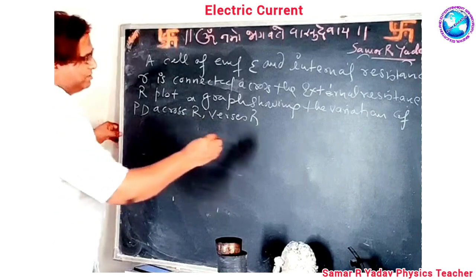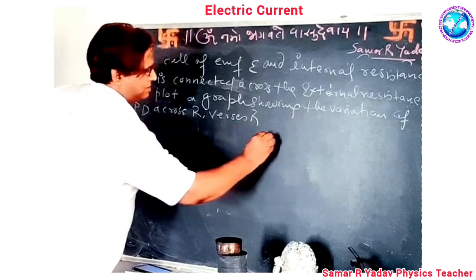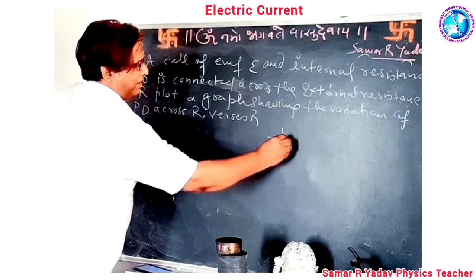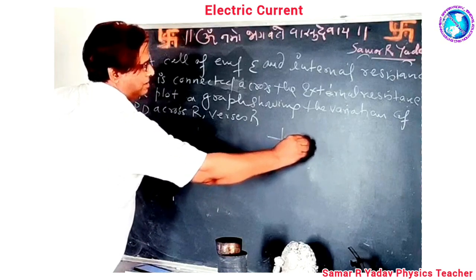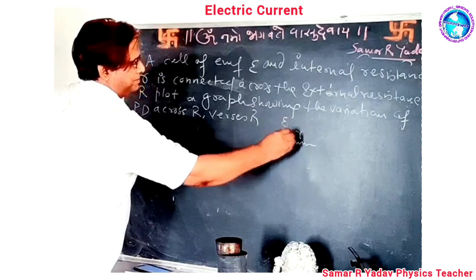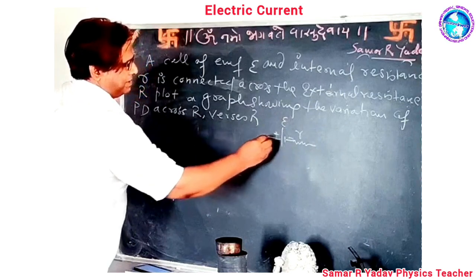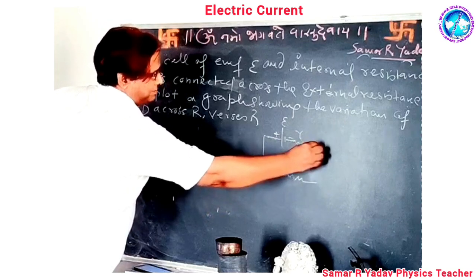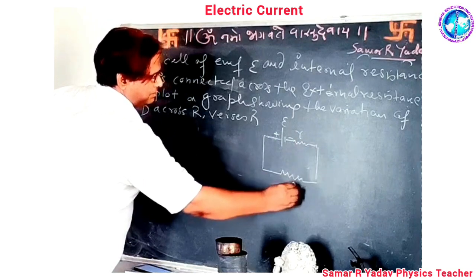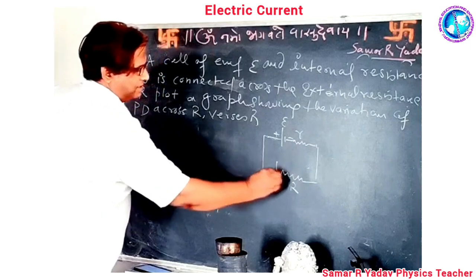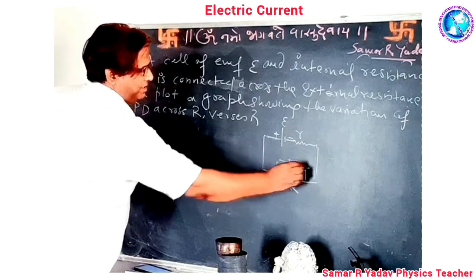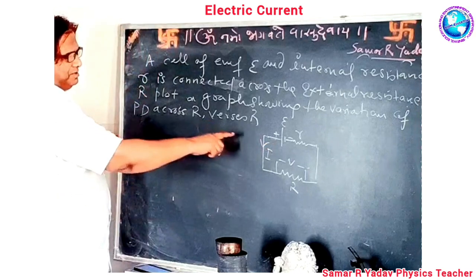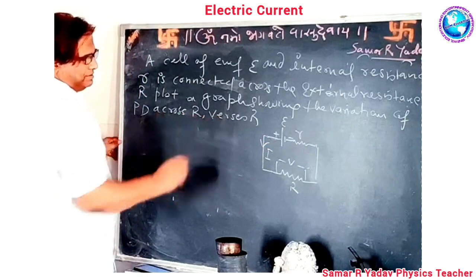Now you can see here, suppose this is a cell having internal resistance, that is small r, and connected with the resistor capital R. Now the potential difference across this will be, suppose V, and the current in this will be I. We will draw the graph of V versus R.